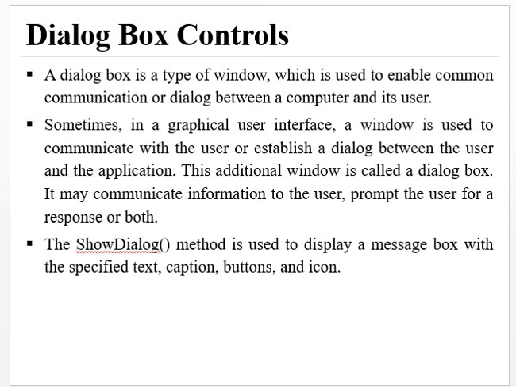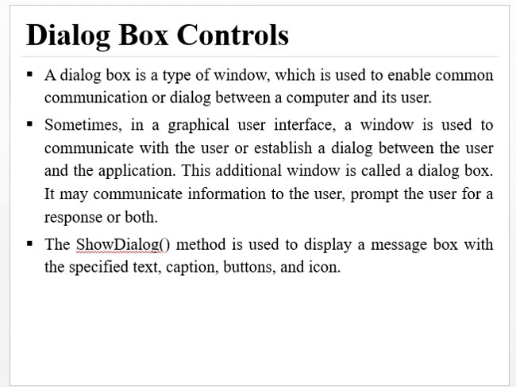A dialog box is a type of window which is used to enable common communication or dialogue between a computer and its user. Sometimes in a GUI, or graphical user interface, a window is used to communicate with the user or establish a dialogue between the user and the application. This additional window is called a dialog box. It may communicate information to the user, prompt the user for a response, or both.